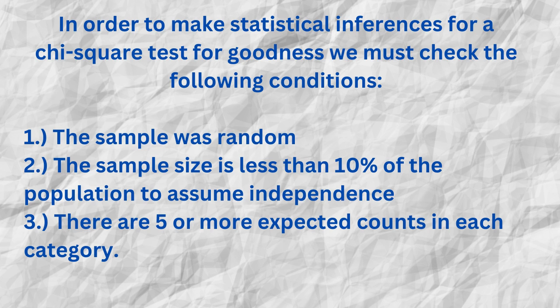This is why in step 2, after we check our conditions, we actually have to find the expected values based on what the problem says. That way we could check that third and final condition that we do have 5 or more expected counts in every category. Now, how do you get those expected counts? Well, you got to read the problem.